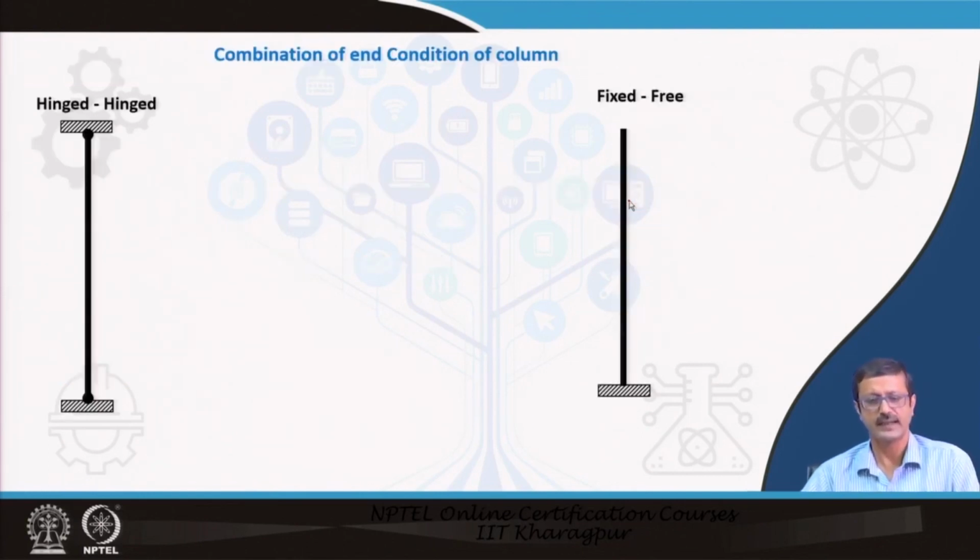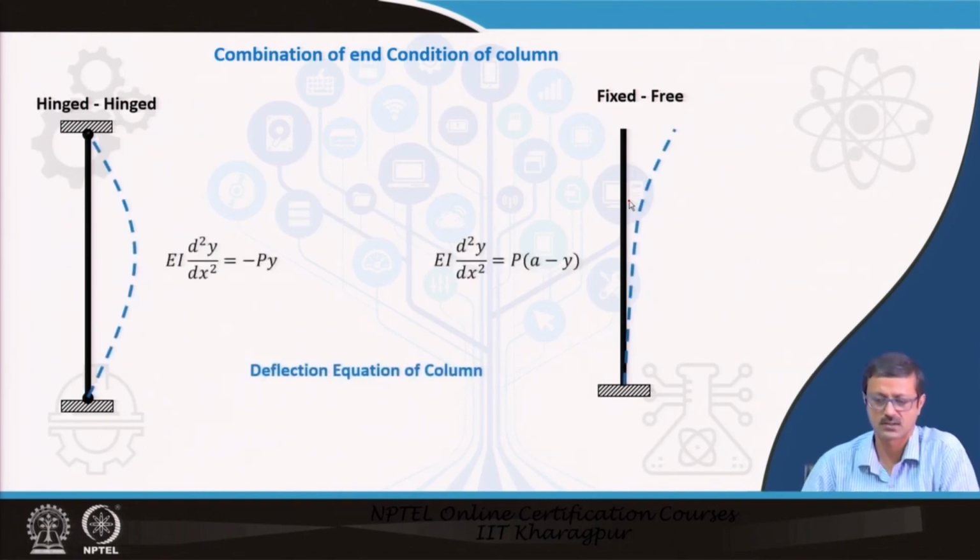There are different end conditions. Suppose the column is hinged at both ends. It can definitely be constructed in steel buildings, steel column cases, but not in RCC. Sometimes a column may be fixed and free. There are 2 other cases also in the next slide.